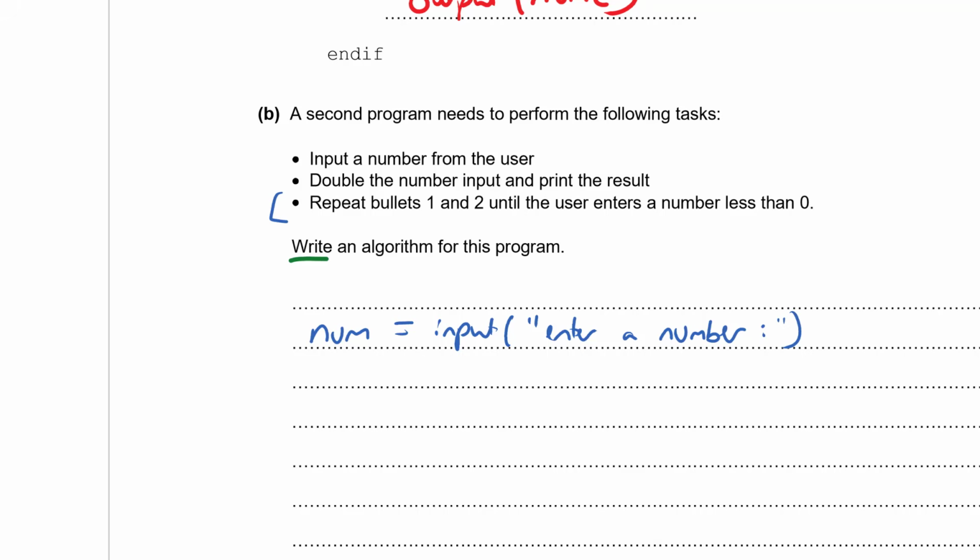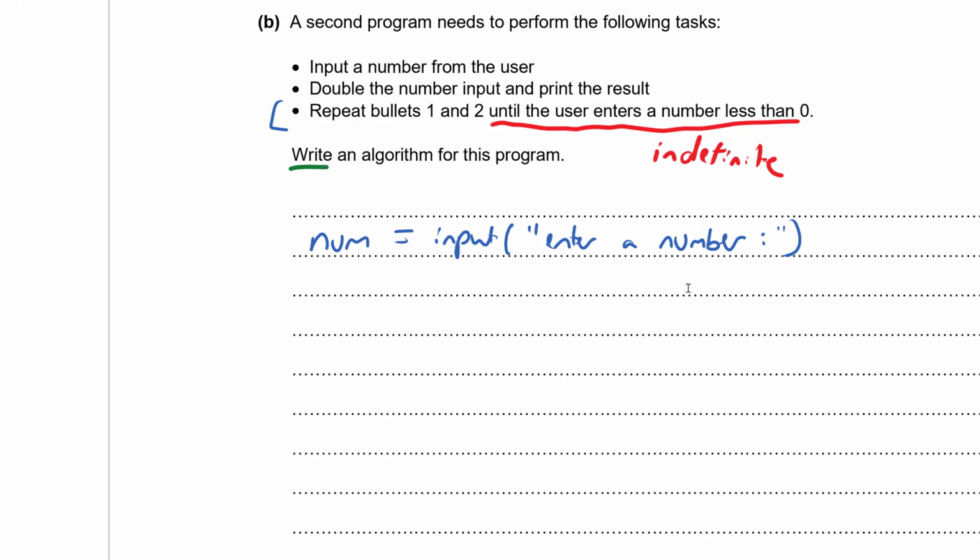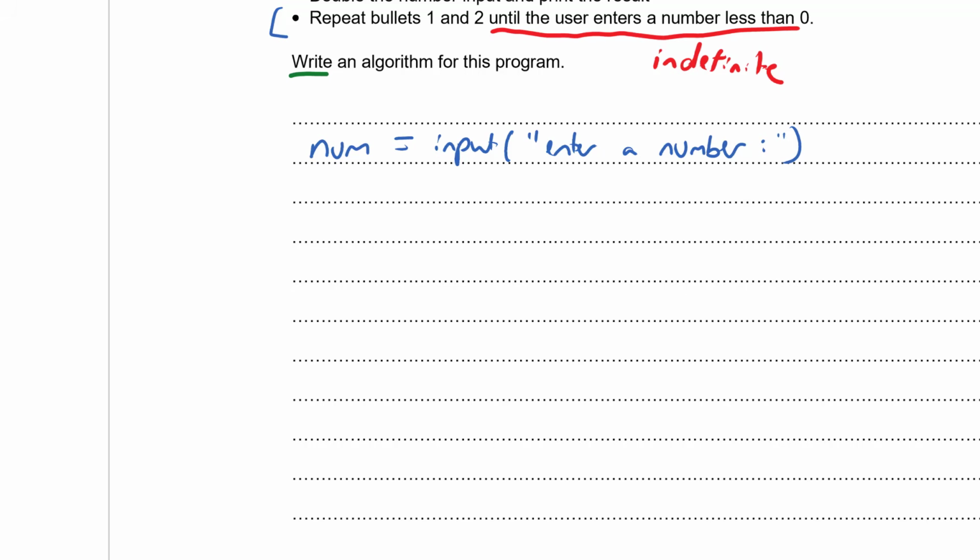Now this last bit, until the user enters a number less than 0, that could take them 1 try, it could take them 5 tries, it could take them 1,000,000 tries. And so what I'm looking for here is an indefinite loop. So not a for loop. A for loop is a definite loop. It loops a set number of times. We're looking for it to loop until a condition is met or broken, which gives only 2 options. We've got either a while loop, or we've got a do while loop, or a repeat until loop. They're the same thing effectively.